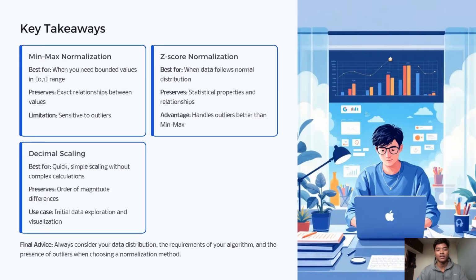Talking about the key takeaways, to summarize, normalization is essential when values exist on very different scales. Min-max is best for bounded ranges. Z-score is great for statistical comparisons, and decimal scaling is simple and quick. Choosing the right method depends on outliers, data distribution, and your algorithm's requirements.